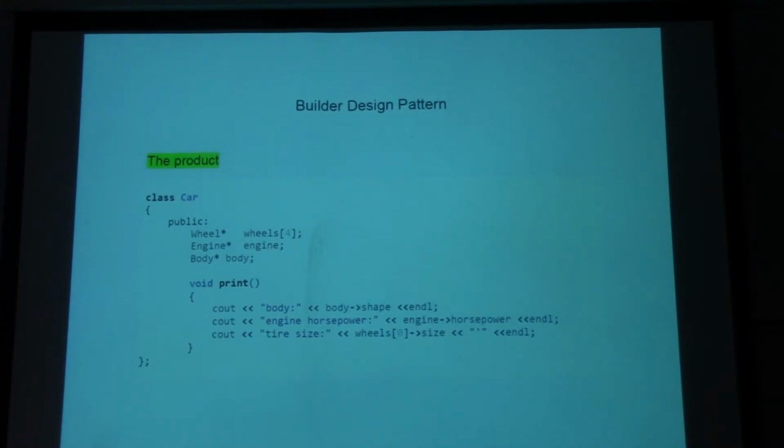And then we'll have a print method which will basically say, okay, the body is, and then from the body we can follow and say what the shape is. The horsepower is, we'll follow the pointer to the engine, get the horsepower property. And the tire size, wheels, choose one of the wheels and give the size.